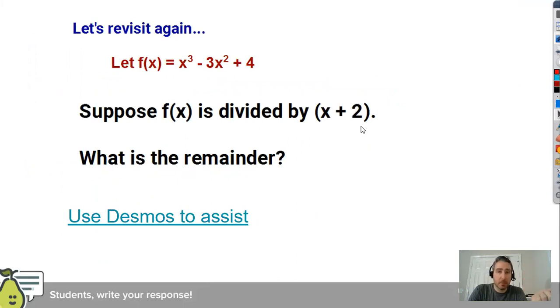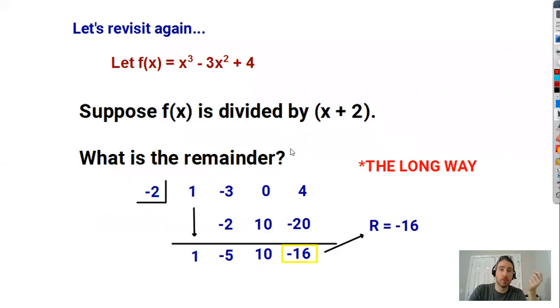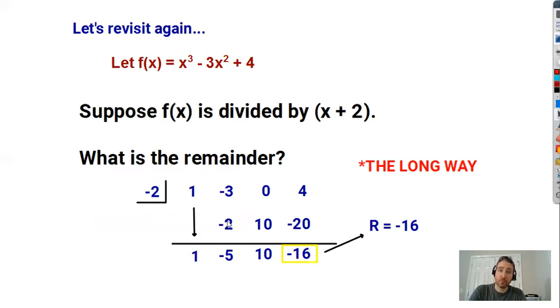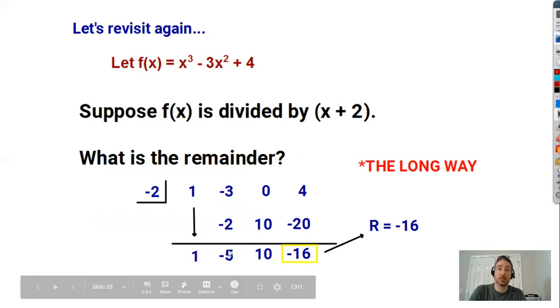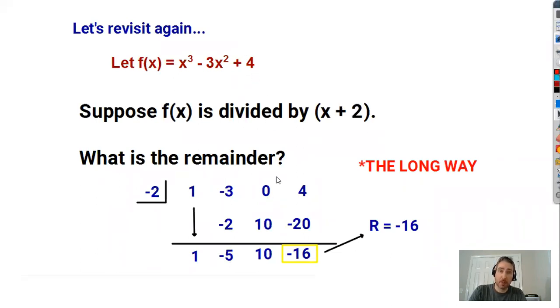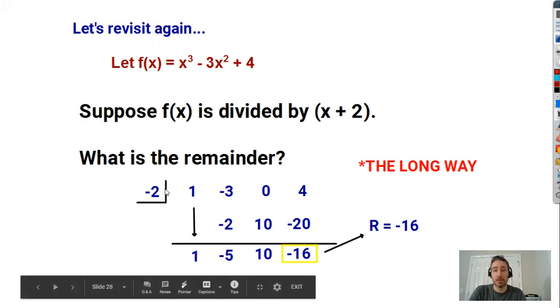So let's visit it with this. We've got x plus 2. What's the remainder? Of course you can do it the way we did before, which was switch the sign, bring down the 1. 1 times negative 2 is negative 2. Negative 3 plus negative 2 is negative 5. Negative 5 times negative 2 is positive 10. Remember, that was a 0x, so 0 plus 10 is 10. 10 times negative 2 is negative 20, and 4 plus negative 20 is negative 16.